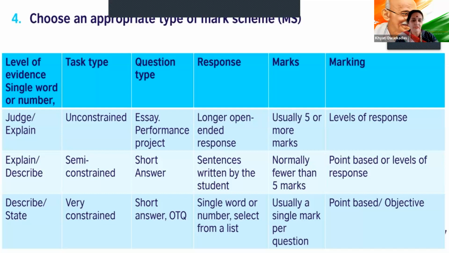Or in an explain or describe, it is semi-constrained, short answer, sentences written by the student lesser than 5 marks. It could be 3 marks or 2 marks. So it is a point-based level of response. And finally, you have describe, state, options which are very constrained in our questions. They are very short answer questions or objective questions, which need single word responses. Or select from a list, identify the odd one out. Usually a 1 marker question, which is point-based or objective.